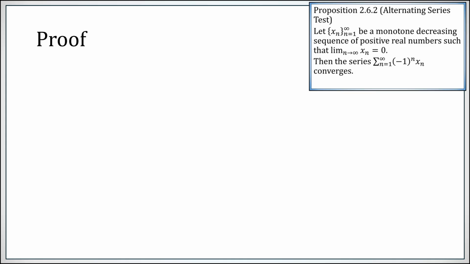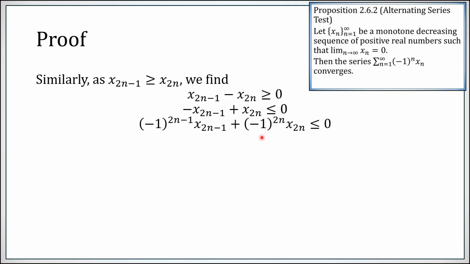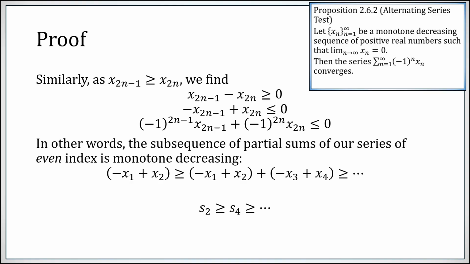Now a fairly similar argument, but applied to the subsequence of partial sums of even index. First, our original sequence was monotone decreasing, so I can take this difference and get something bigger than or equal to 0, multiply by -1, and flip the inequality. Now I have -1 times an odd index term, +1 times an even index term, so we throw those powers of -1 in there. And this tells us that the partial sums of even index are monotone decreasing. When you add an odd plus the next even index term, the result can only go down. So S2 is bigger than or equal to S4, is bigger than or equal to S6, and so forth.